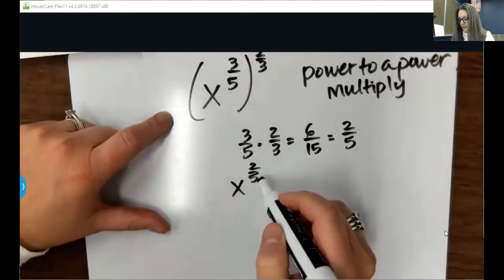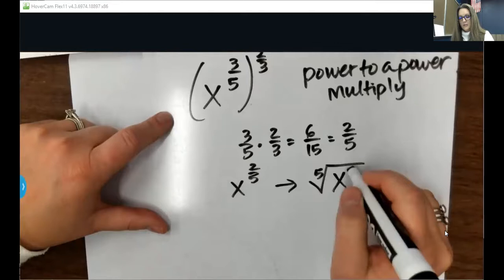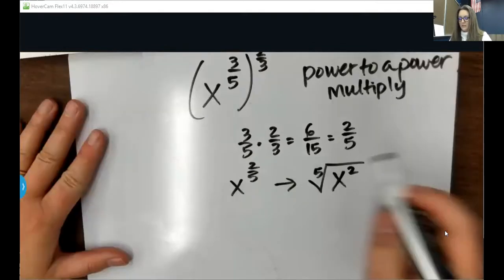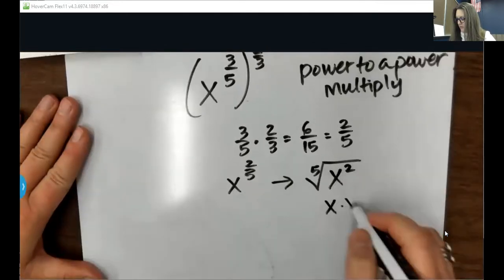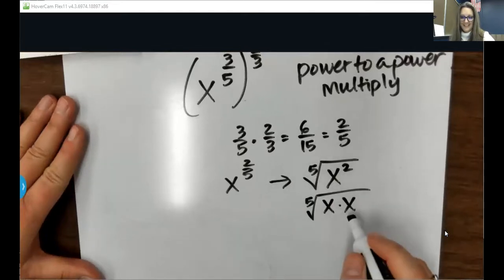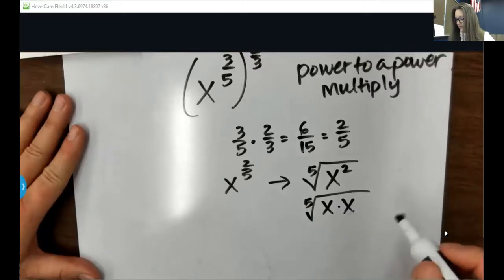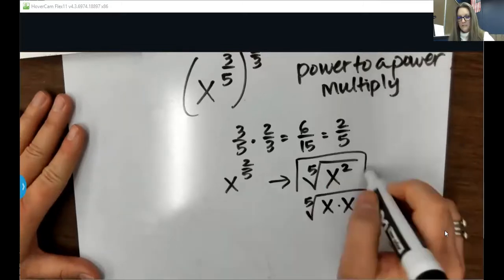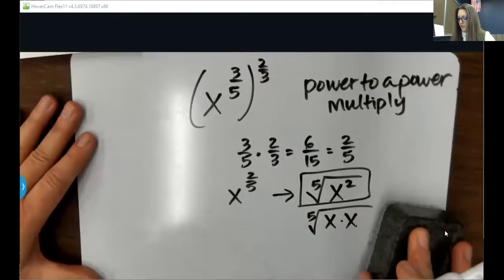I can't reduce this, right? But if I rewrite it in radical form, it's the fifth root of x squared. Now, since it's a fifth root, I have to find a group of 5. Maybe you're looking for a group discount, 5 people going to the game or something. I don't have a group of 5, so I can't go. So my answer stays just like that. You can change those to radicals if you want to and find groups that way.